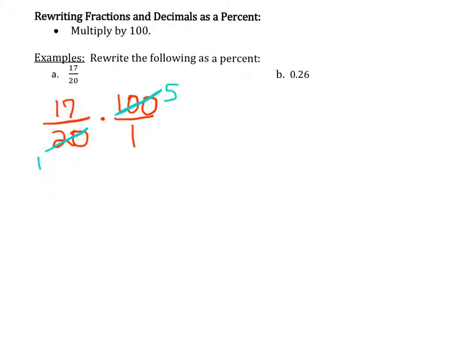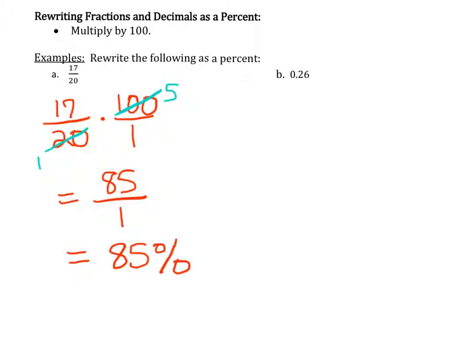If I want to know what my solution is going to be, I multiply the 17 times the 5, which is 85, over 1. 1 times 1 is 1. Of course, when we divide by 1, we're left with that 85. So 17 over 20 is the same thing as 85%.